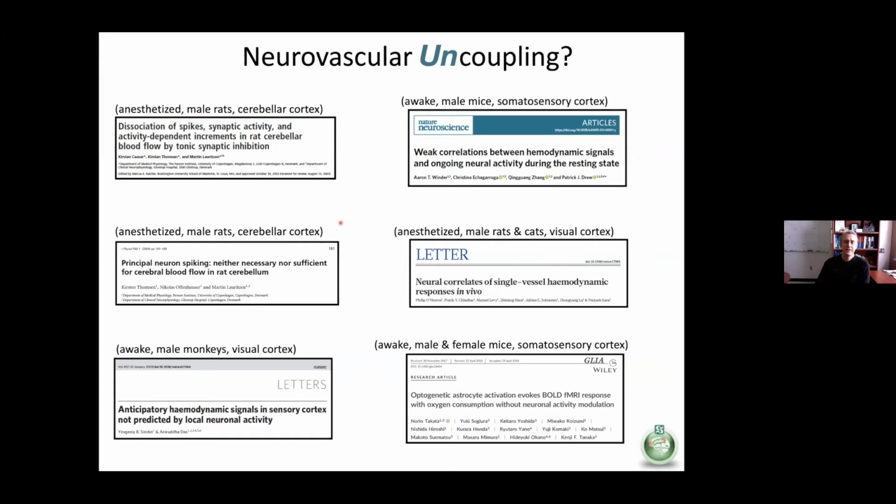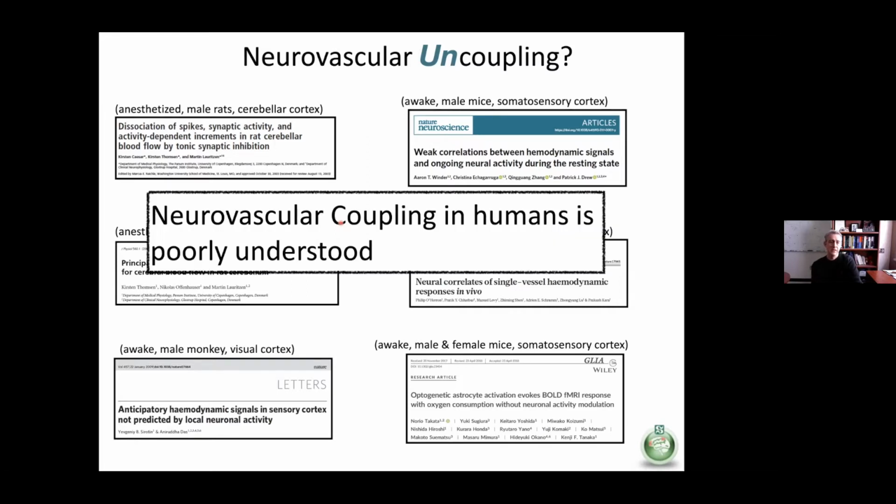Now, the issue, of course, is that for every study that shows a really nice relationship between neural activity and blood flow, there's also an equal counterpart. There are papers showing that, in fact, the two measures may not be related to the same level that we thought they were. Some papers show you can have large changes in blood flow without changes in neural activity, large changes in neural activity without changes in blood flow.